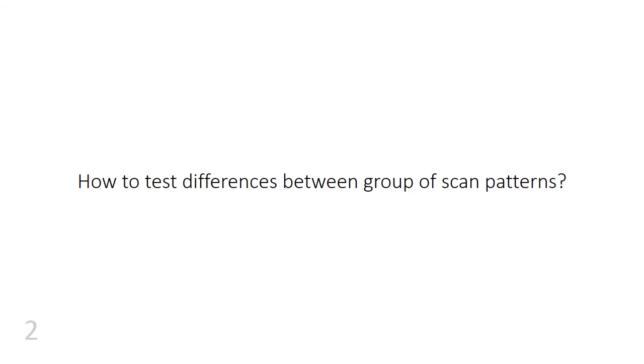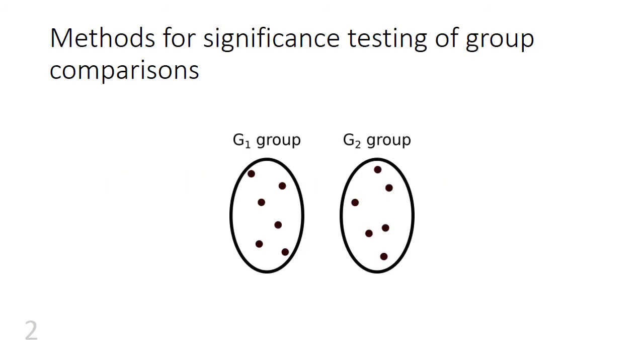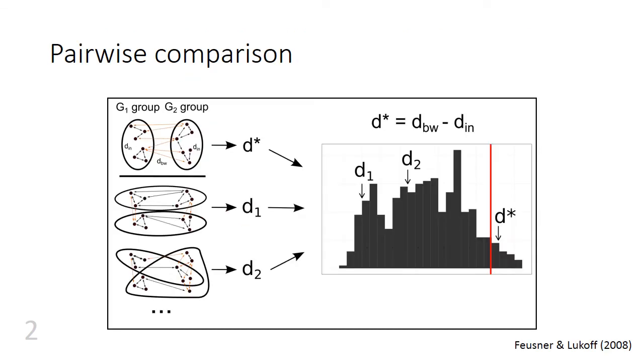Regarding the second goal, so far I talked about the methods for measuring distance between scan patterns. But how should we proceed when we want to test whether this distance is significant? If we have two groups of scan patterns, here denoted as G1 and G2, the question is whether the scan patterns in one group are more similar to each other than to the scan patterns in the other group. In other words, is the within group variability statistically different from between group variability? So far, there was only one solution to this problem, by Feusner and Lukov.